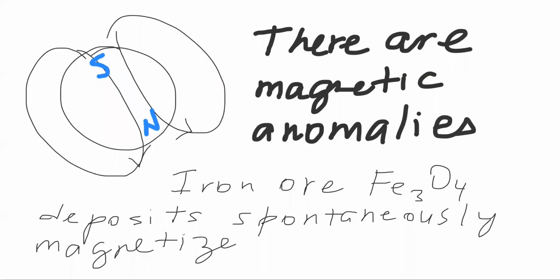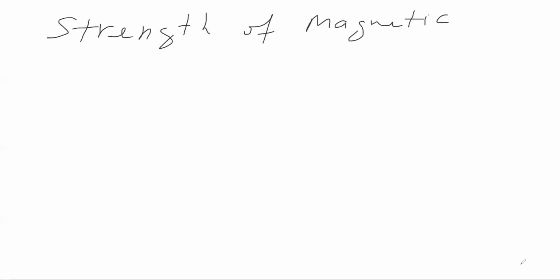I mentioned the strength of the magnetic field. So let's talk about the strength of the field. Let me see. We can go to this one. So I'm going to make the next slide. So we're going to have multiple slides. So the strength of the magnetic field is labeled B. Strength of magnetic field is B. It's a vector quantity.